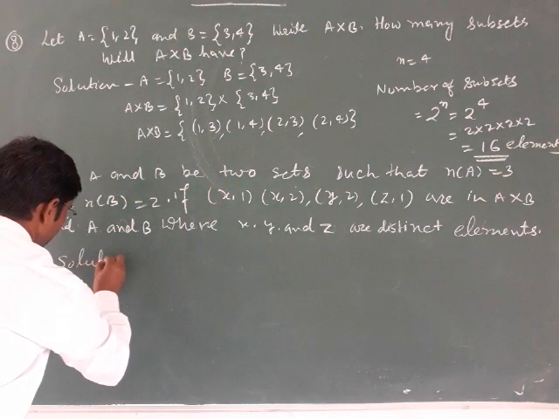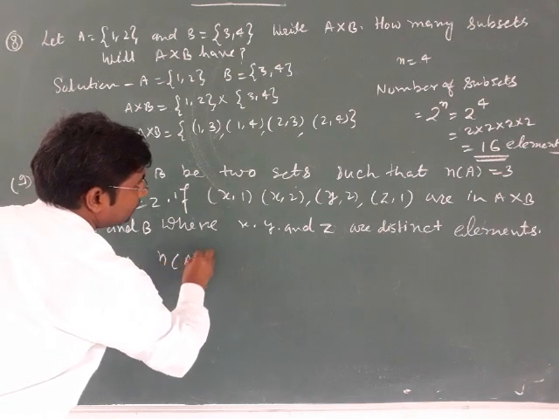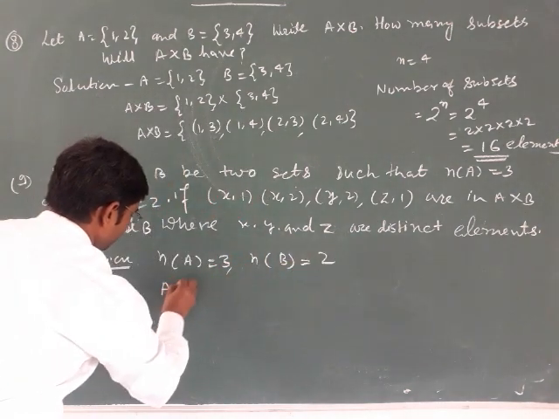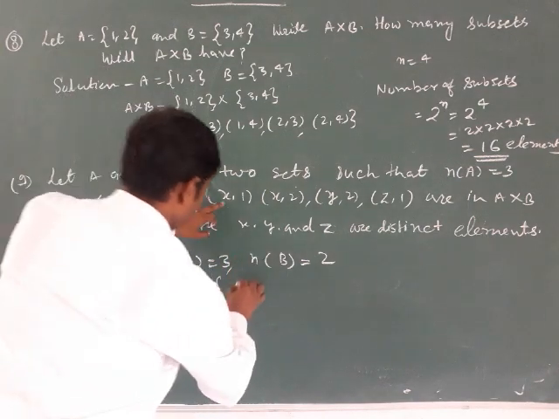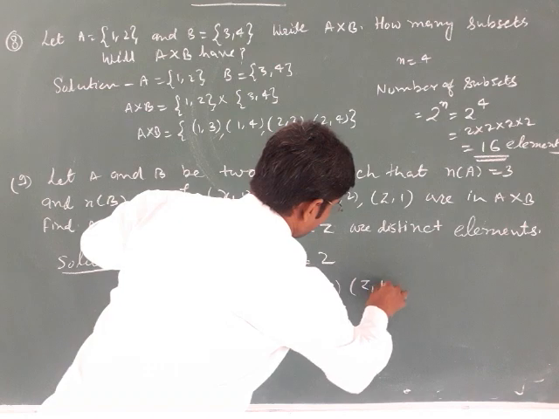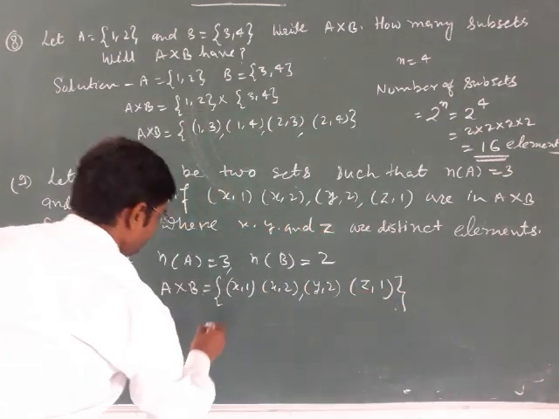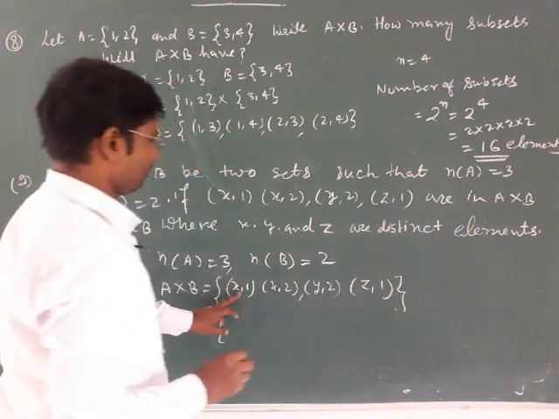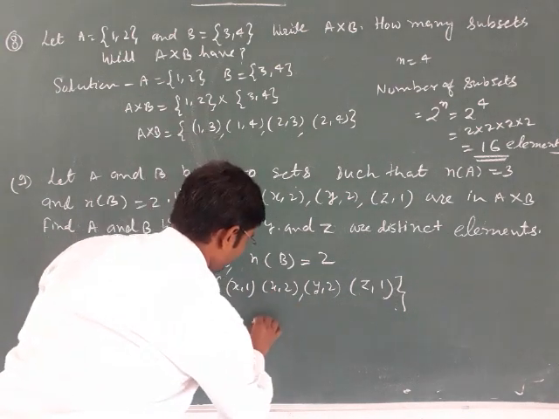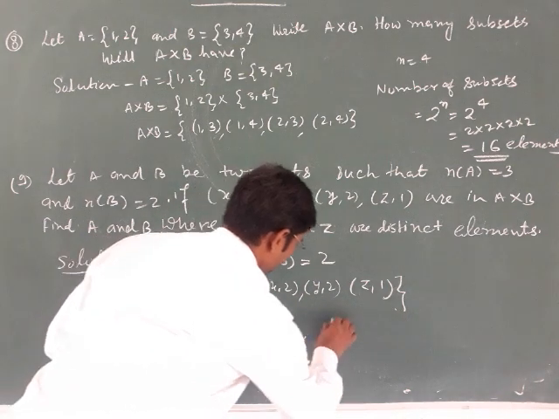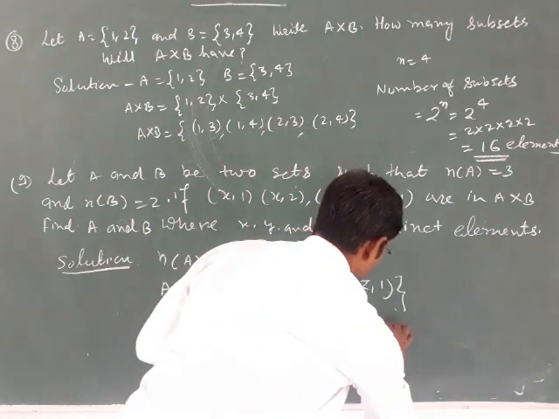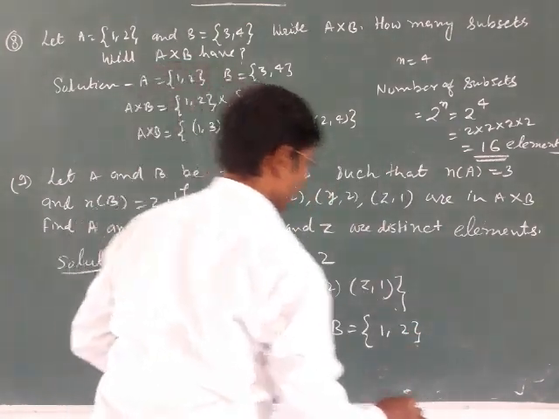Solution of this question. The number of elements in A is 3 and the number of elements in B is 2, and A cross B contains the ordered pairs (x, 1), (y, 2) and (z, 1). The first component of an ordered pair belongs to set A, so A is {x, y, z}. The second component of an ordered pair belongs to set B, so B is {1, 2}. So this is the answer.